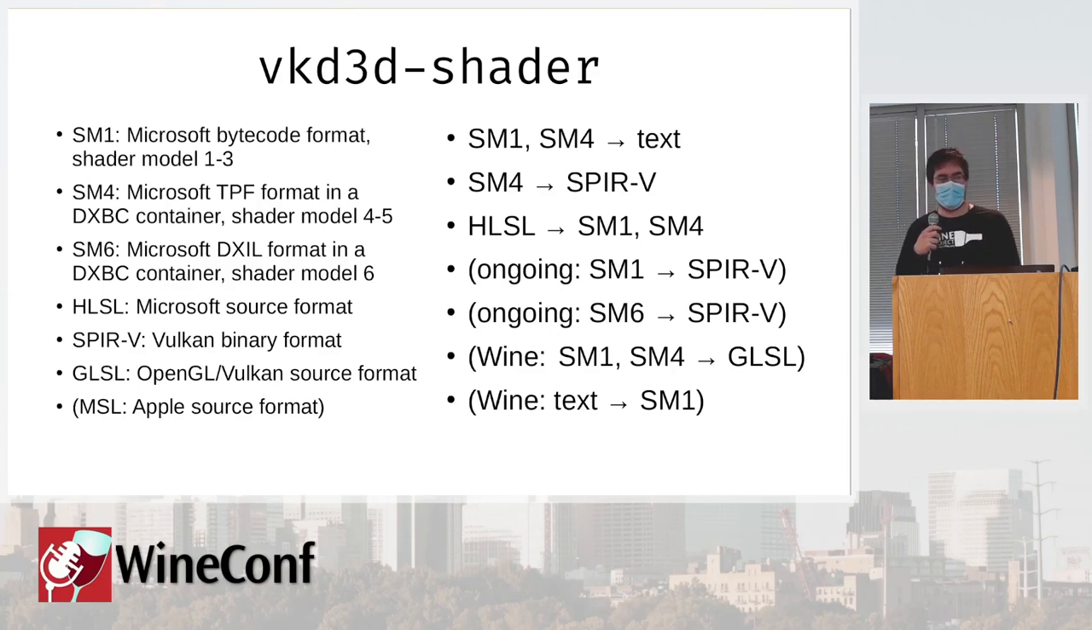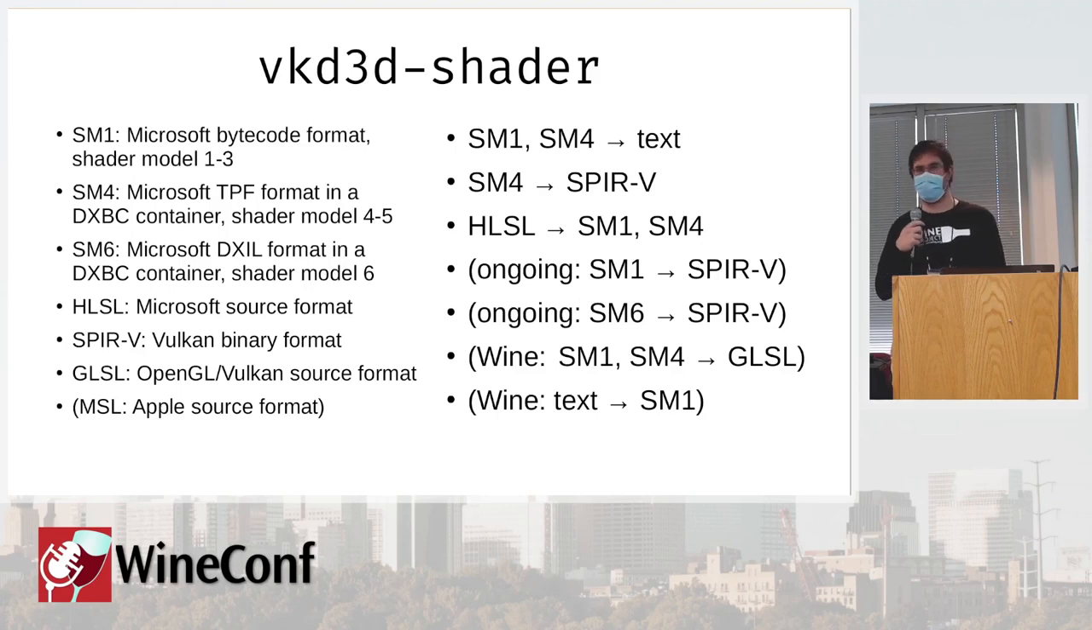The second line, SM4 to SPIR-V, is what happens when VKD3D is actually running and receiving D3D12 commands, and it wants to do some rendering. Since it has to call into a Vulkan implementation, Vulkan will definitely not like to receive a Microsoft shader. And so VKD3D asks VKD3D shader, please convert this Microsoft shader to SPIR-V, which is what my Vulkan implementation is willing to accept. And VKD3D shader, of course, is happy to comply.